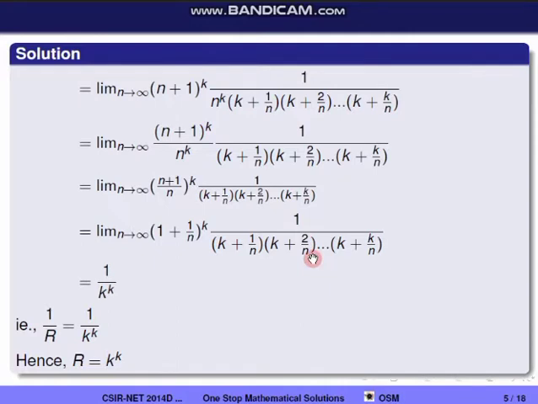Now I am applying the limits. When n tends to infinity, 1 by n is tending to 0. So all these terms are tending to 0. So we will get 1 into 1 by (k into etc. up to k times). So this is equal to 1 by k power k. Therefore we got 1 by R is equal to 1 by k power k, that is R is equal to k power k. So this is our radius of convergence. So we will check the correct option.